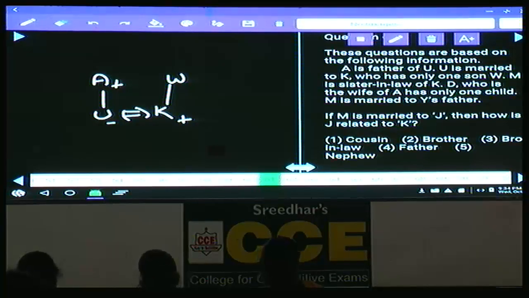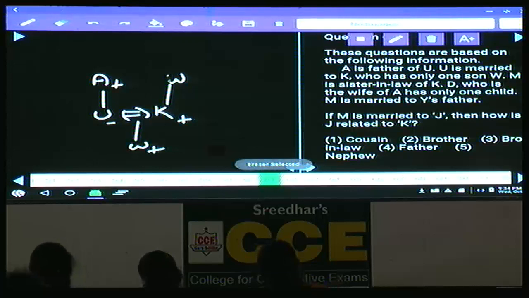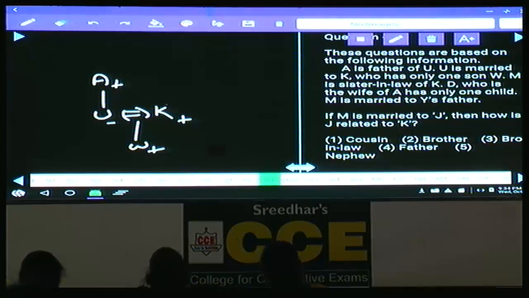U is married to K. K who has only one son W. This K is having only one son, that is W. Done? M is the sister-in-law of K.